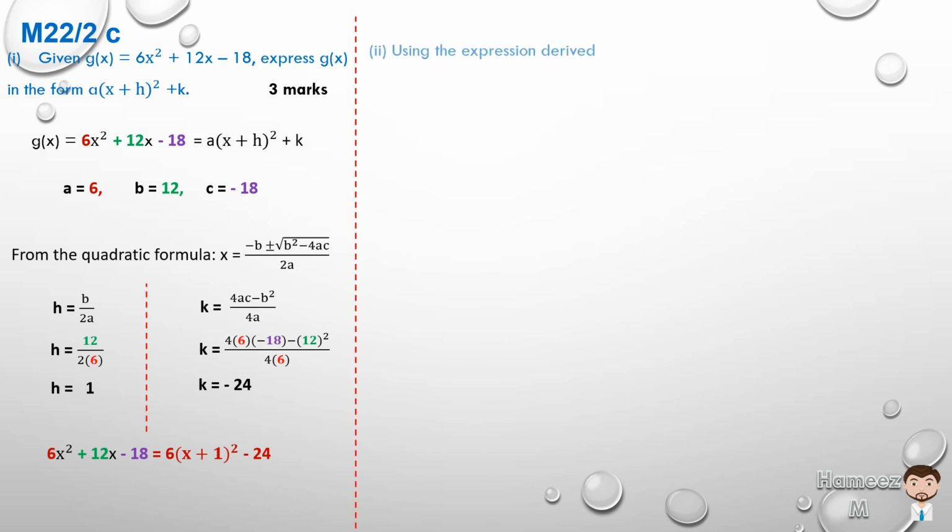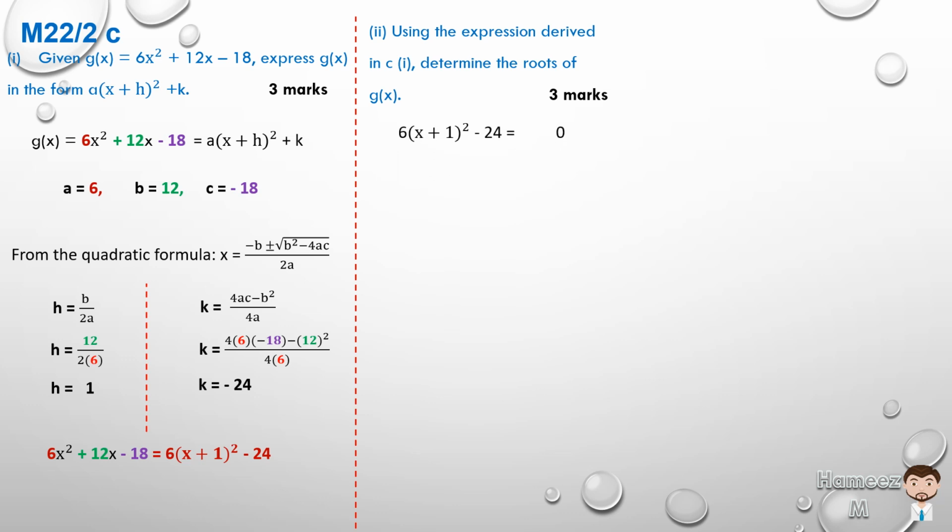Part 2. Using the expression derived in C part 1, determine the roots of g of x. In order to determine the roots, we need to make the equation equal to 0. So let's rewrite it. 6 times (x plus 1) all squared minus 24 is equal to 0. And let's make x the subject of the formula. That will give us our roots. So let's carry the minus 24 across. We're going to get 6 times (x plus 1) all squared is equal to 24. And if we carry the 6 across, which is multiplying on the left-hand side, then we'll have (x plus 1) all squared is equal to 24 divided by 6. So (x plus 1) all squared is equal to 4.